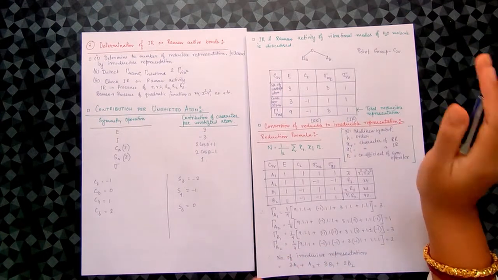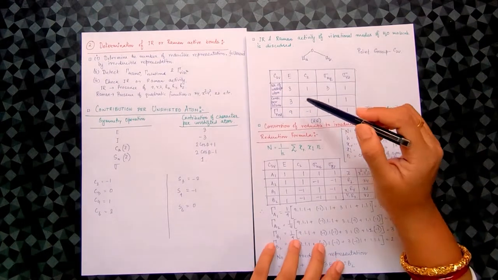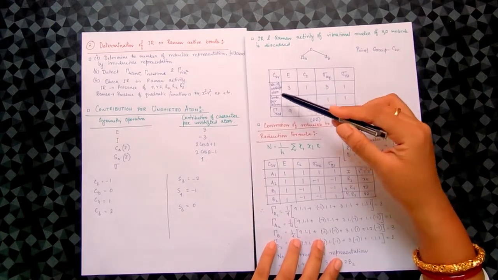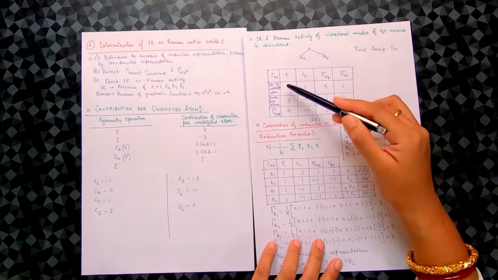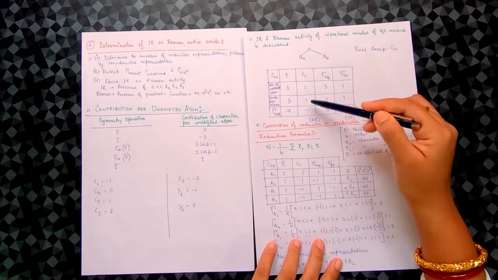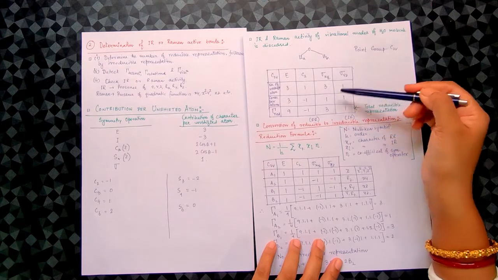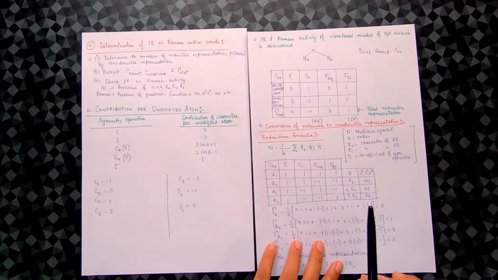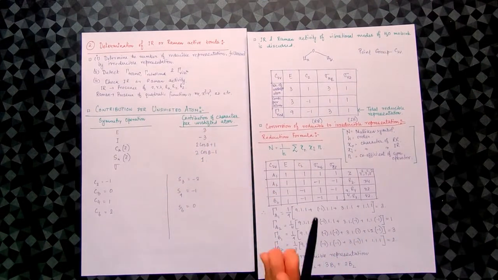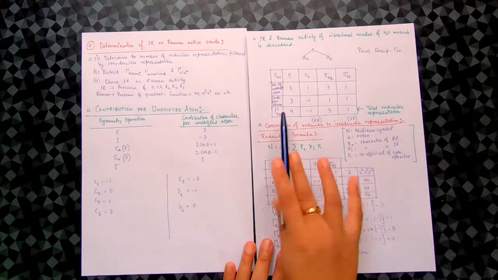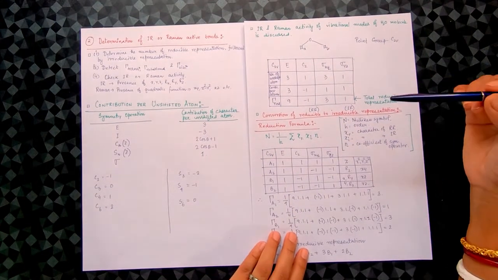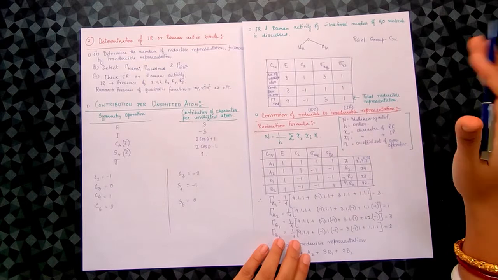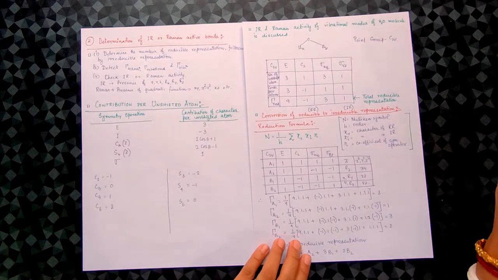We are going to get the total reducible representation by doing a direct product of these 2 parts, that is 3 into 3, 9, -1, 3 and 1. Now we have the total reducible representation with us. Next thing we have to do is convert the reducible representation into the corresponding irreducible representation.